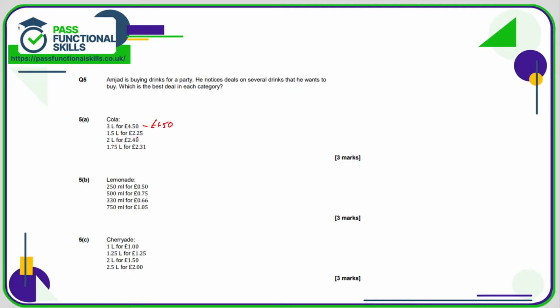1.5 litres for £2.25. Well, this is a bit harder to work out. 1.5 litres, that is 1500 millilitres. What I'm going to do here is work out the price for 500 millilitres and then work out the price for 1000 millilitres, because I know that this is a multiple of 500 and I know that 1 litre is a multiple of 500.